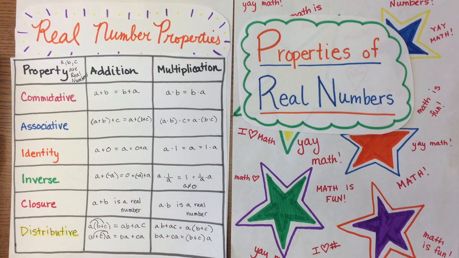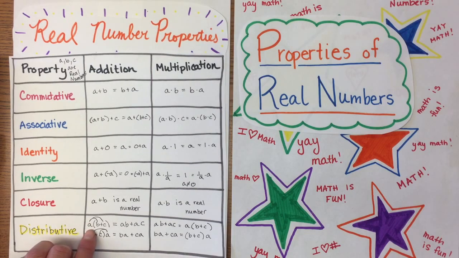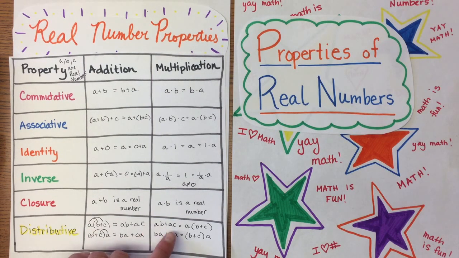Closure, if I add two real numbers together, I still have a real number. If I multiply two real numbers by each other, I still have a real number. And the distributive property says that I can distribute something into a grouping, or I can pull something out to make a grouping. In our next video, we'll look at some examples of how to apply this.